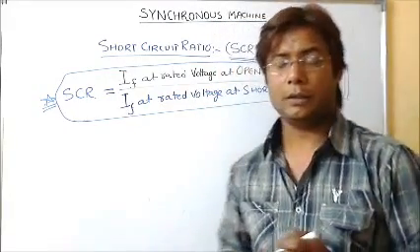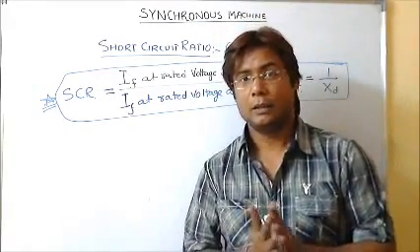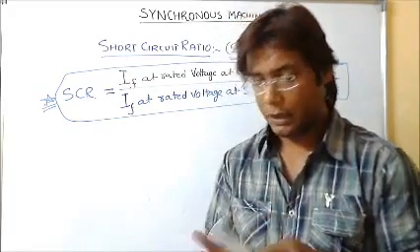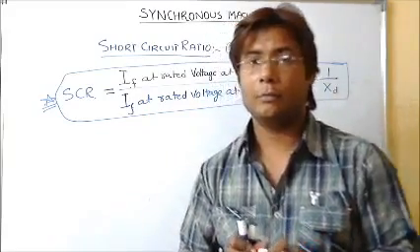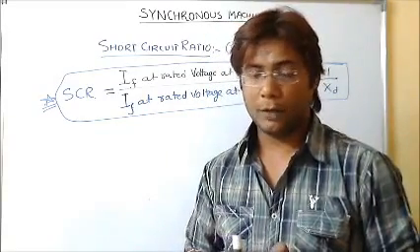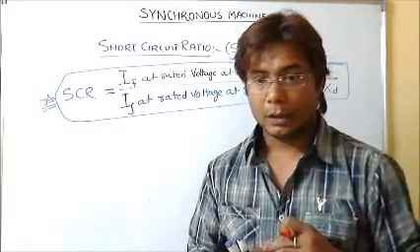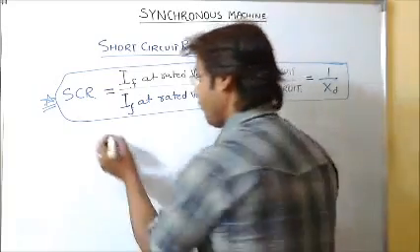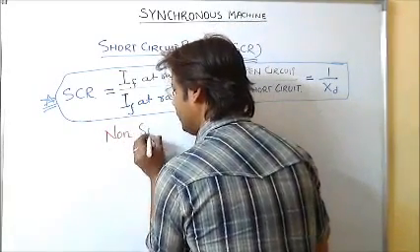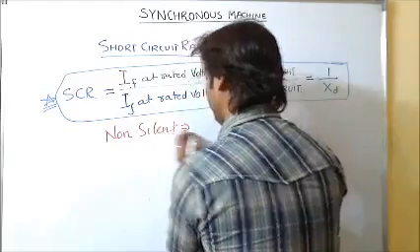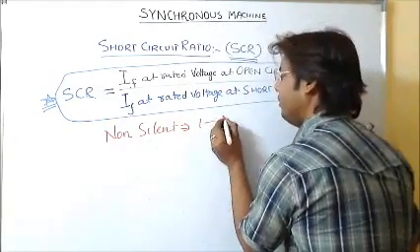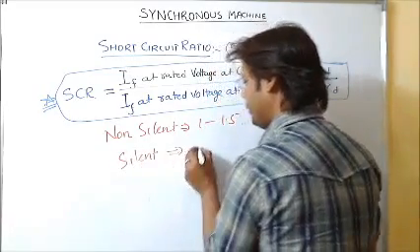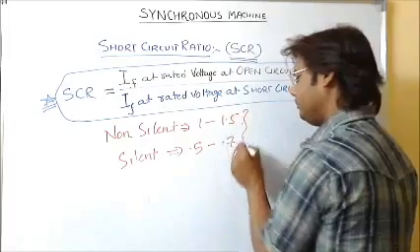And we'll see what the values of the short circuit ratio are for non-salient pole and for salient pole. For non-salient pole the short circuit ratio must be between 1 and 1.5, and for salient pole type it is 0.5 to 0.7. So for non-salient type of rotor, SCR is normally between 1 to 1.5, and for salient type this ratio is 0.5 to 0.7.